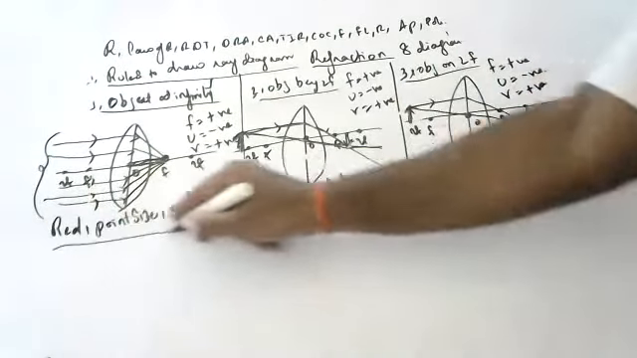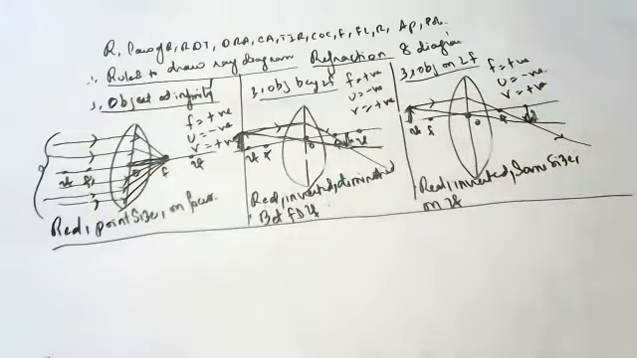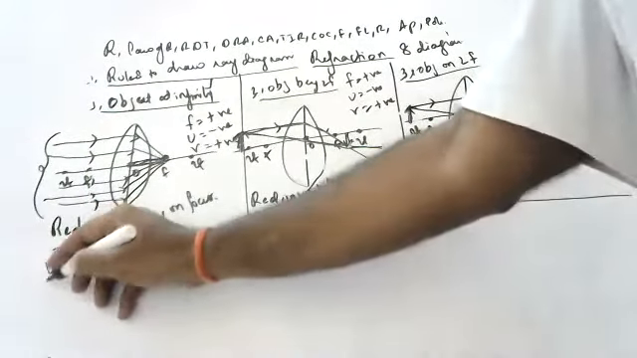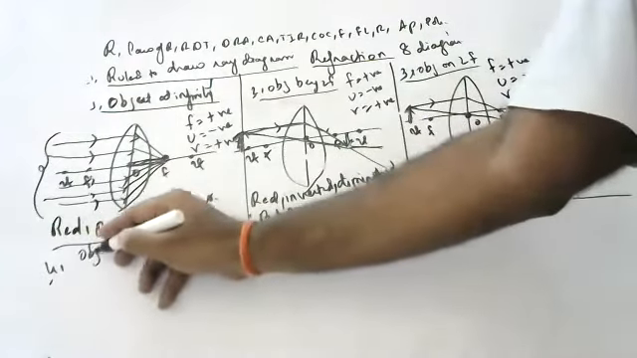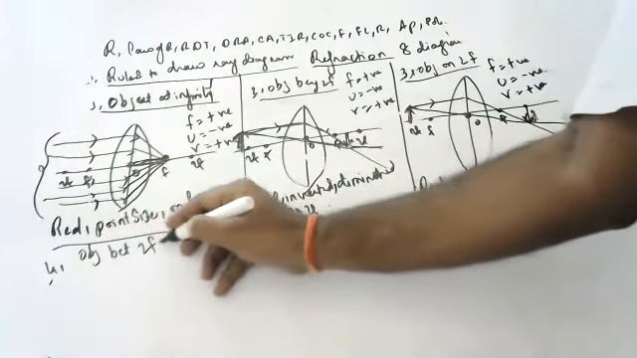Hope you are copying, children. Please keep copying. You have to practice all these ray diagrams two or three times; only then will you understand the refraction lesson, children. Next, the fourth question: object between 2F and F.